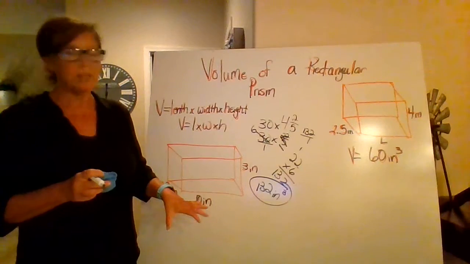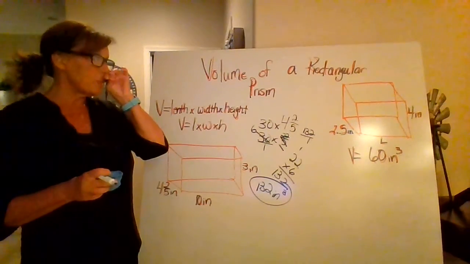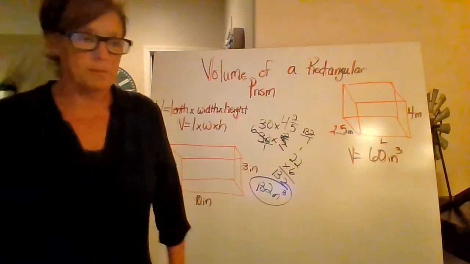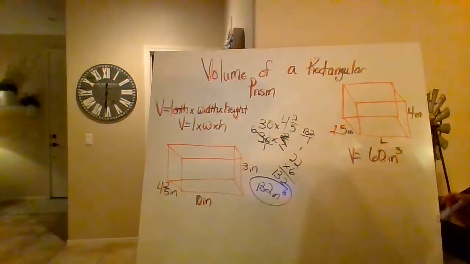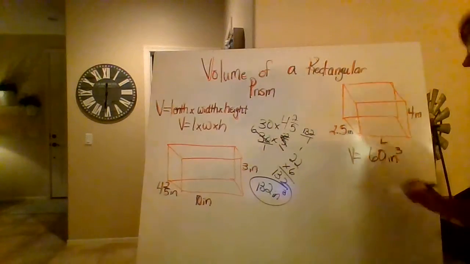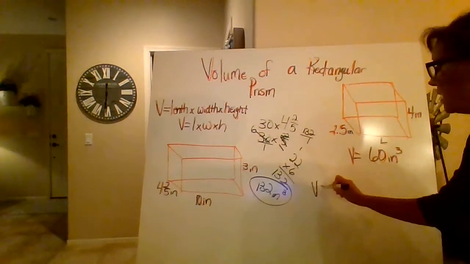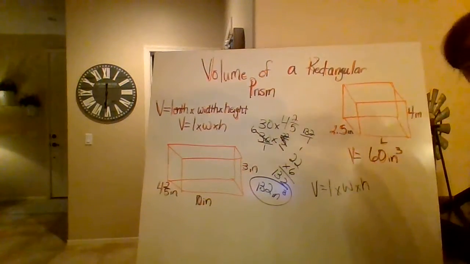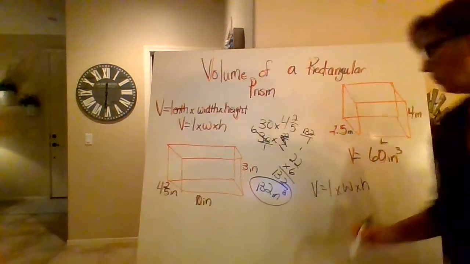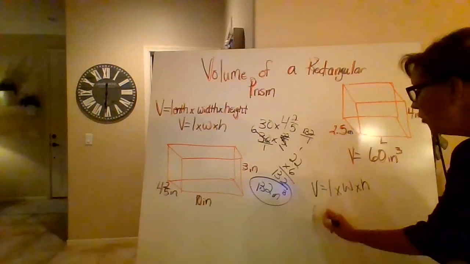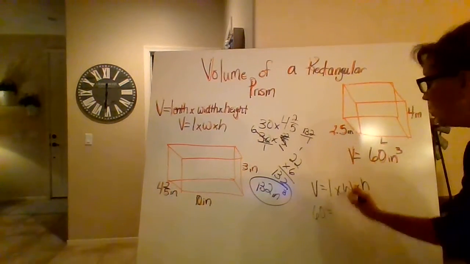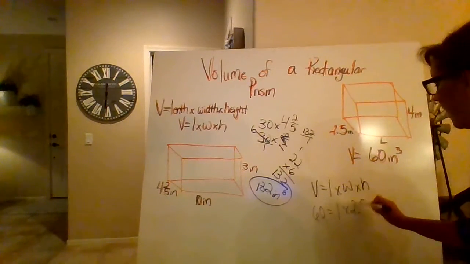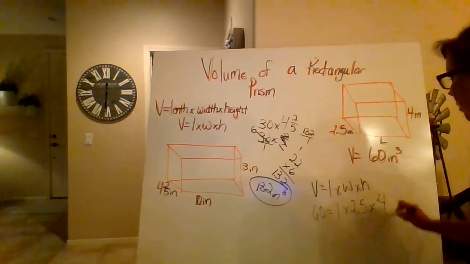Now over here on the other side, I have a problem where they've given you the volume and you have to find the missing measurements. I'm going to scoot over to this side. Remember, our formula is volume is equal to the length times the width times the height. And I'm going to plug in what I know already. I know my volume is 60. I don't know my length. I know my width is 2.5 and my height is 4.